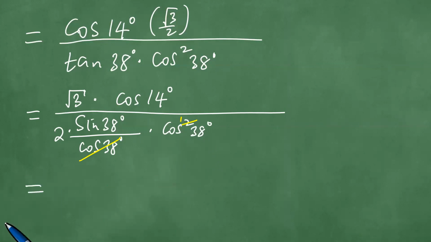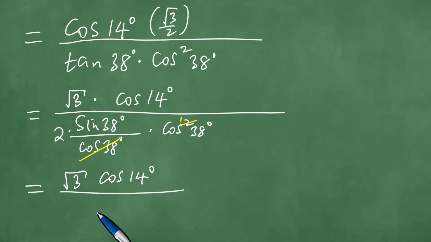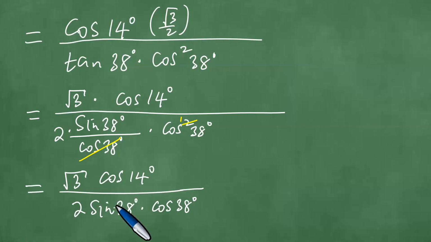So now that means that we have the following. Square root of 3 cosine 14 degrees divided by 2 into the sine of 38 degrees times cosine 38 degrees. Now, this is very important for us. The cosine 38 has just removed one, because there was cosine squared, so there was cancellation. Okay, right.